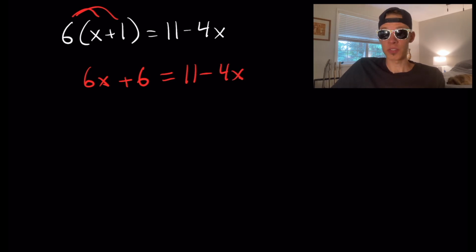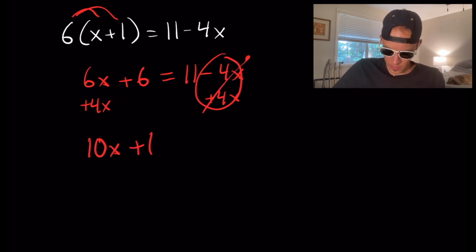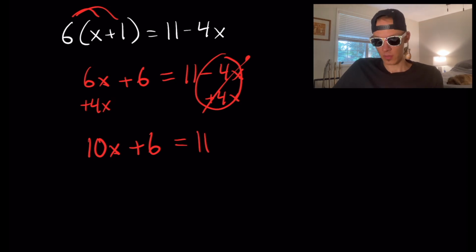This time I want to move the variable over first. So I want to move this minus 4x to the right side. So I'm going to add 4x to both sides. These will cancel out. 6x plus 4x is going to give me 10x over here. Plus 6 equals 11. Now this is a two-step equation.